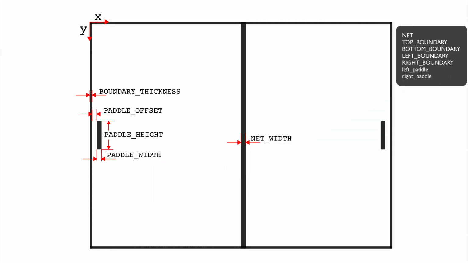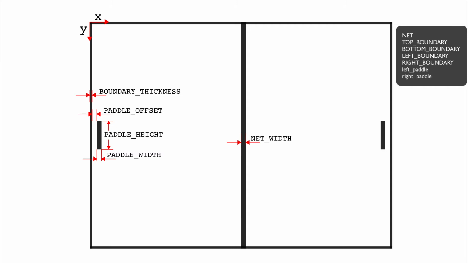So moving or not, all these rectangles, with the exception of the net, will interact with the ball, as the ball will bounce off the paddles and the top and the bottom boundaries. Also, when the ball hits either the left or right boundary, we know that the respective player has missed it with the paddle, and the opposing player will be awarded a point.